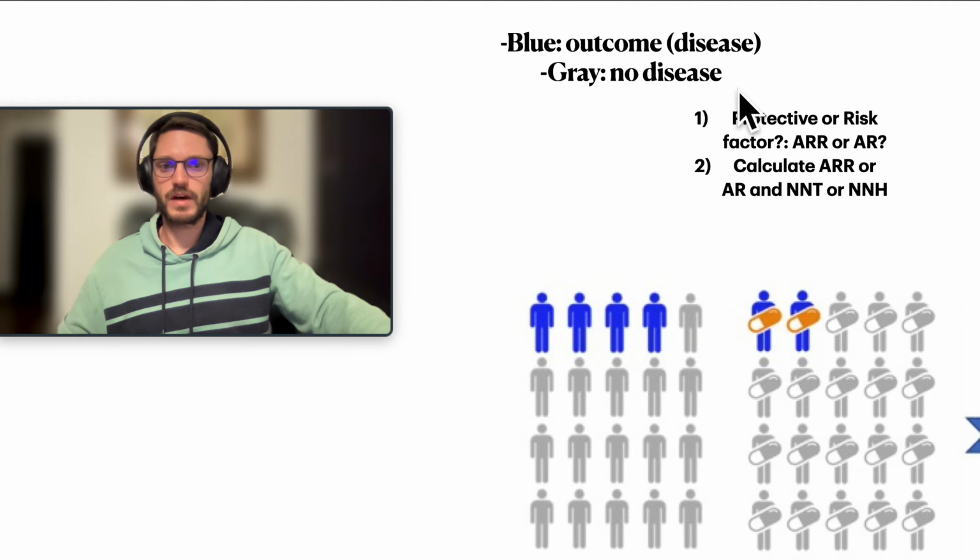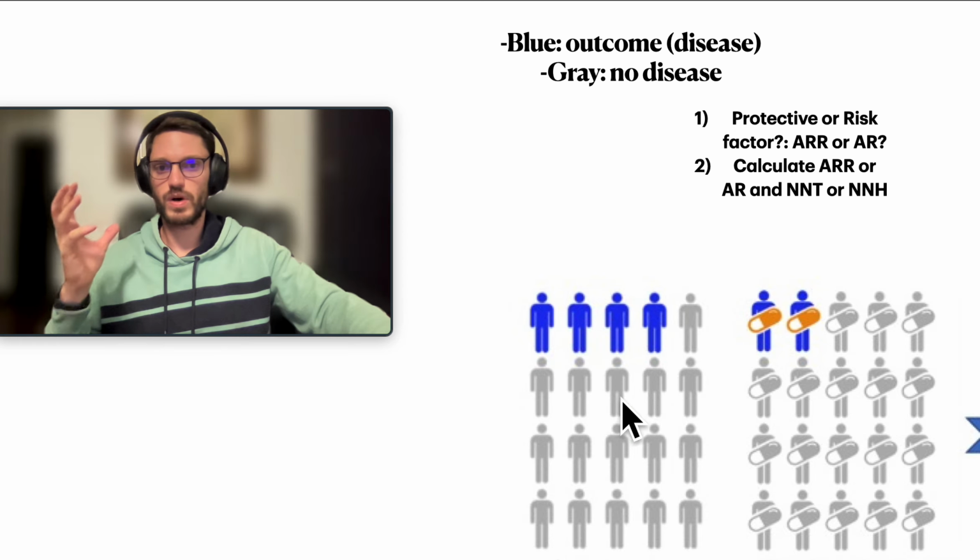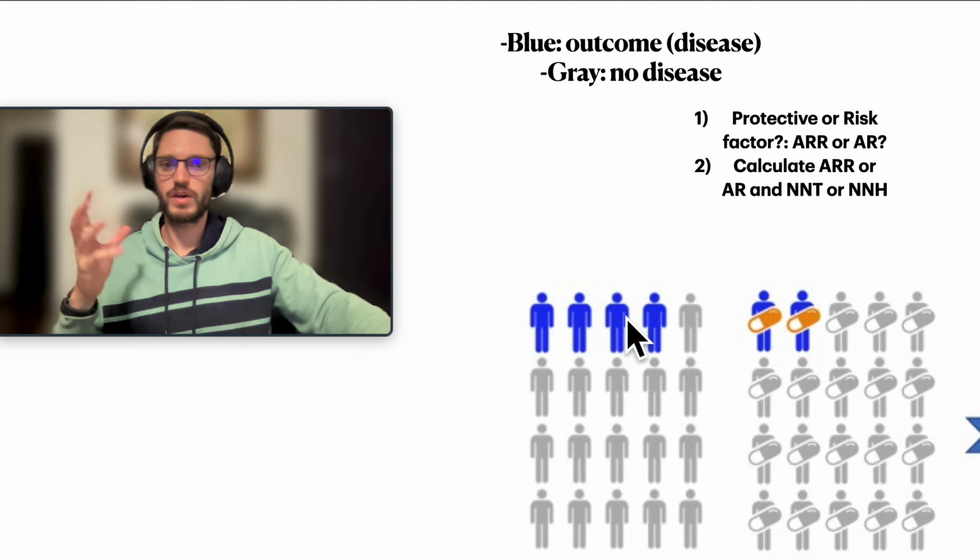And let's see this other example. In this example, what are we dealing with? This is one group, this is the exposed group, control and exposed group. Are we talking about a protective factor or a risk factor? If blue is the outcome, would it be a protective or a risk factor?